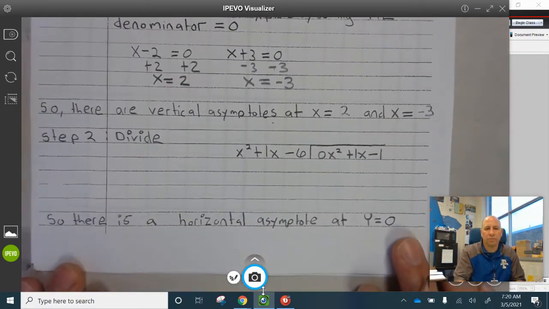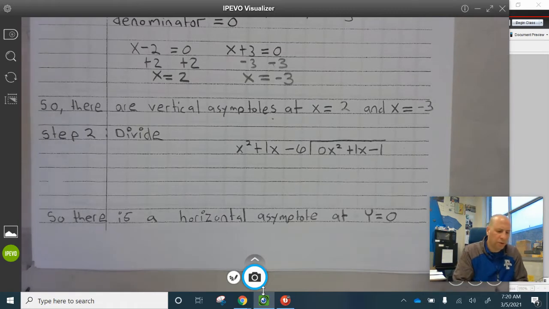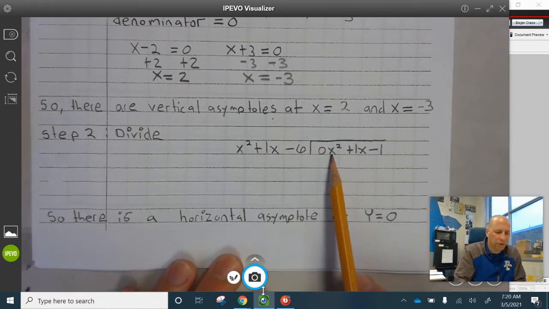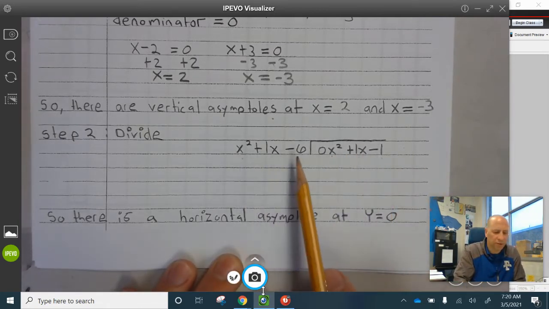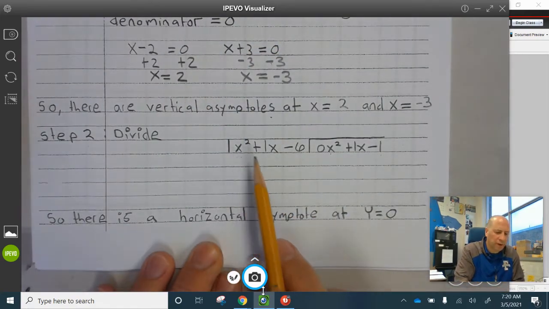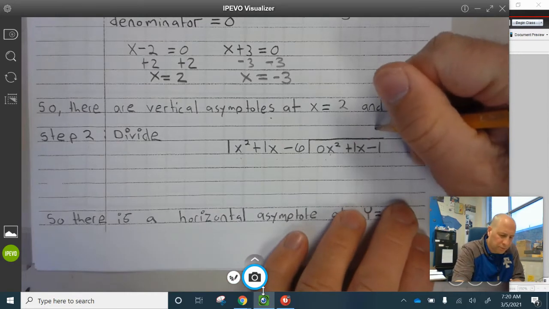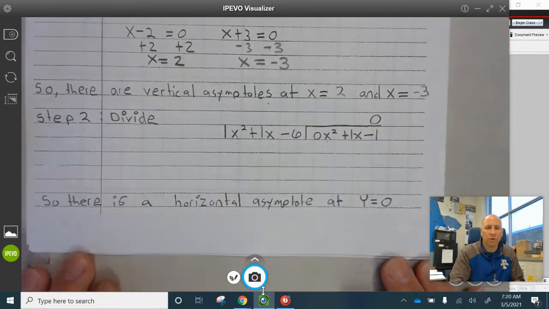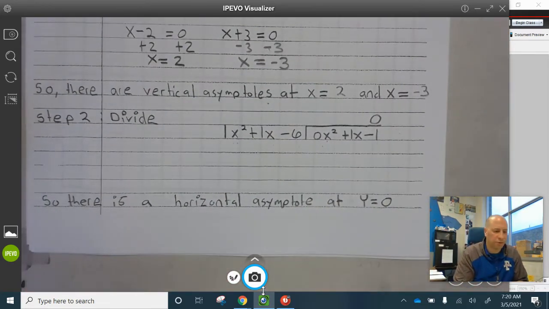All right, step 2, we're going to divide. Notice that I had to add the 0x squared to the x minus 1, so we have x squared, x, and constant. Now, you ask yourself, what do you multiply x squared by to give you 0x squared? The answer to that is 0. So there is a horizontal asymptote at y equals 0.